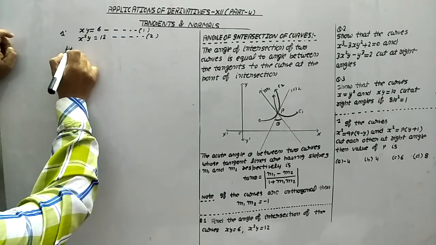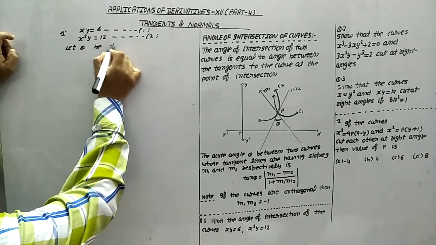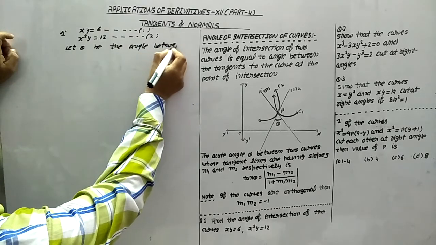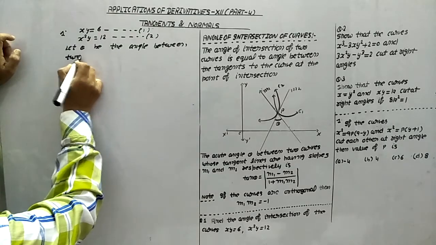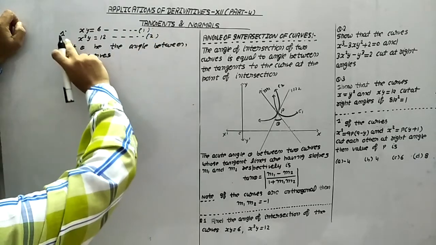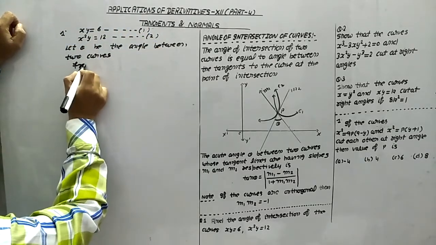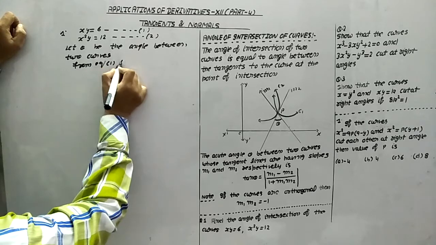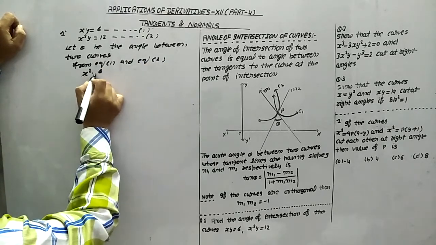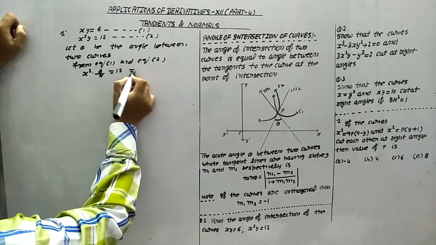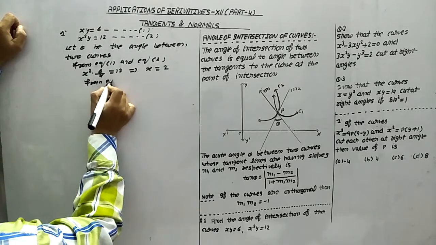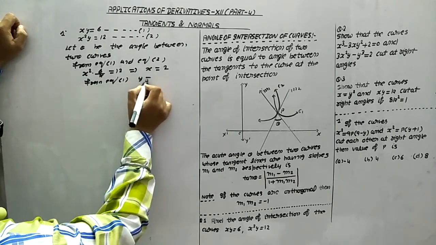First of all, let theta be the angle between the two curves. Now, first we will find the intersection point from equations 1 and 2. From equations 1 and 2, what are we getting? We are getting x square times y, where y is 6 upon x, equals 12. It means x is equal to 2. From equation 1, y is equal to 3.